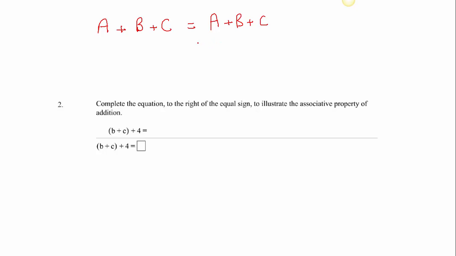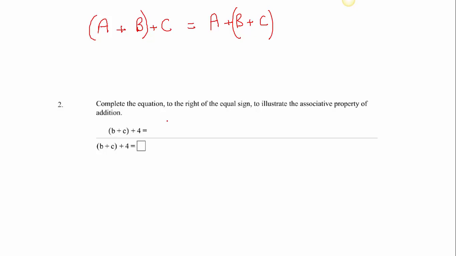With the associative property, all we do is switch the position of the parentheses. Notice that we have the same order of letters, A, B, C, A, B, C. The only thing I did to apply the associative property is to have parentheses around the first two terms on one side, and parentheses around the last two terms on the other. So this is all about the associative property.